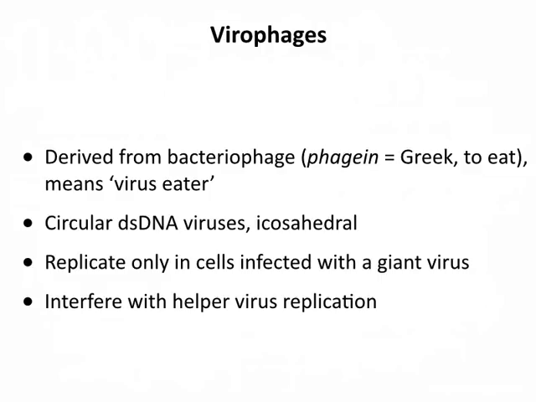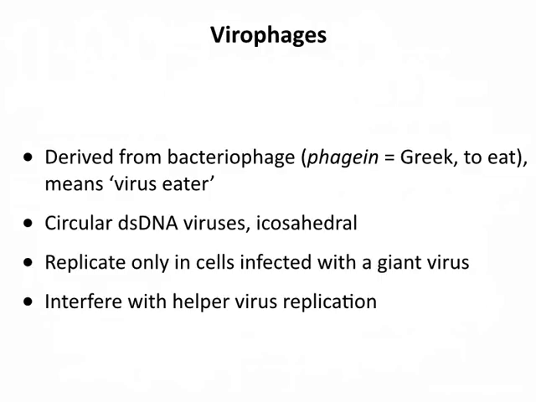They're circular double-stranded DNA viruses, and they're packaged in icosahedral particles. They need a helper. The helper for these happen to be giant viruses, not hepatitis B, which is not so big, but the really big ones, the Mimi viruses, Pandora viruses that we've talked about. They can only replicate in cells infected with those viruses, and they interfere with the helper virus replication. So if you put a satellite, a virophage, in a cell with a giant virus with its helper, the yield of the helper virus goes down substantially.